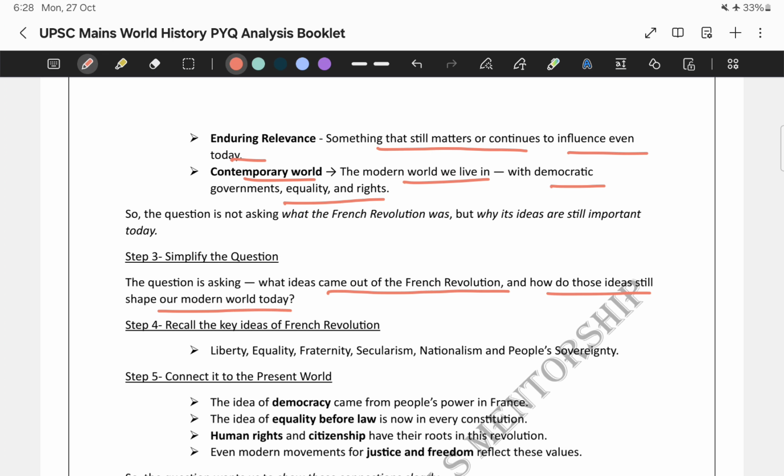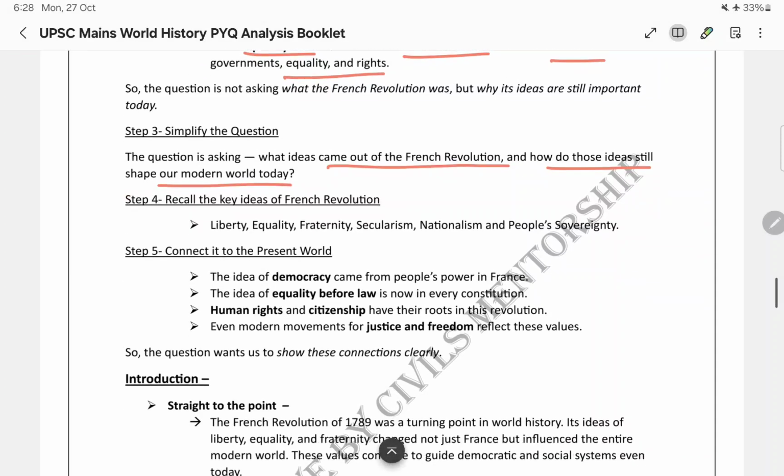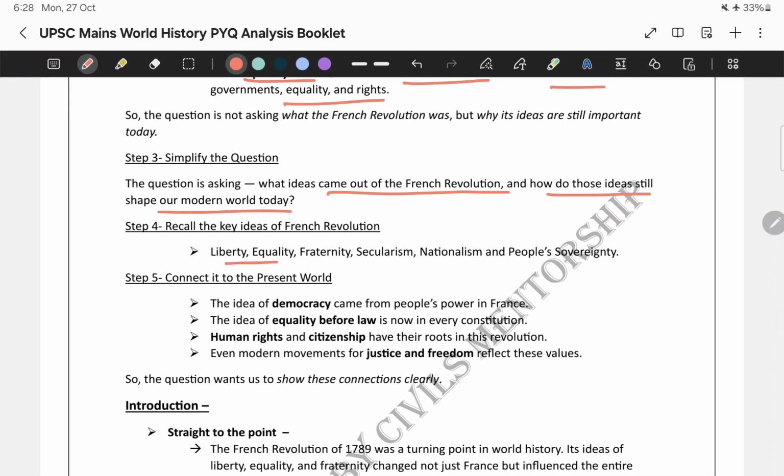But before we write anything, let's recall the key ideas of the French Revolution. The key ideas were liberty, equality, fraternity, secularism, nationalism and people's sovereignty. Now you need to connect these ideas to the modern world. How can we connect those ideas to the modern world? Say for example, the idea of democracy, like we are talking about democratic countries, okay, democracy.